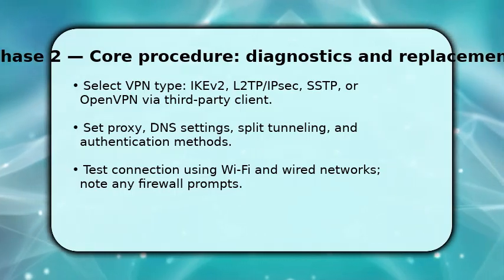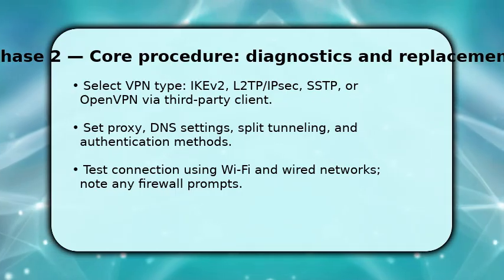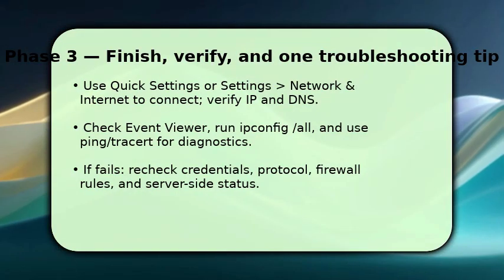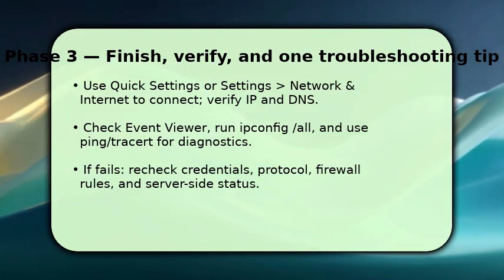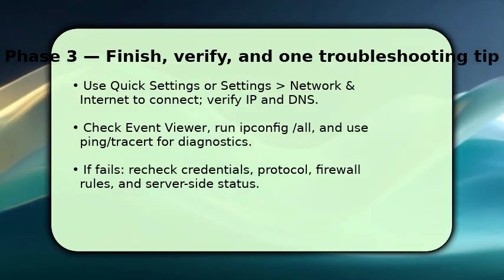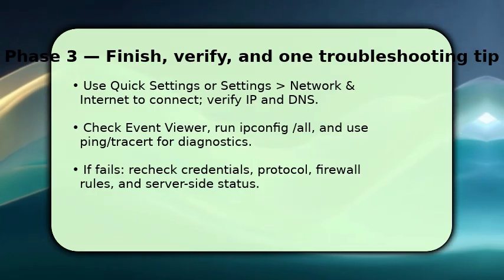Finally, connect and verify that traffic flows through the VPN. Open Quick Settings or Settings, Network and Internet, VPN, select the profile, and click Connect. Then confirm the assigned IP, DNS resolution, and that resources are reachable.